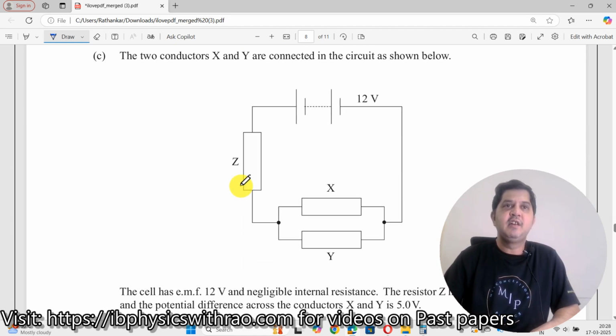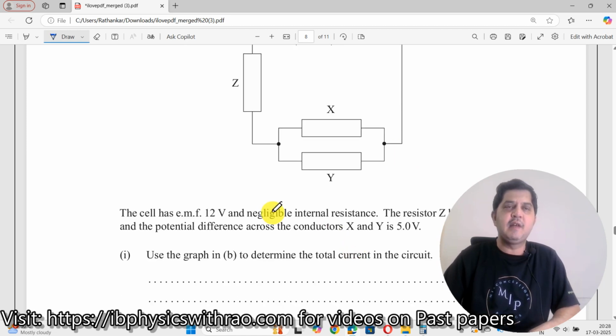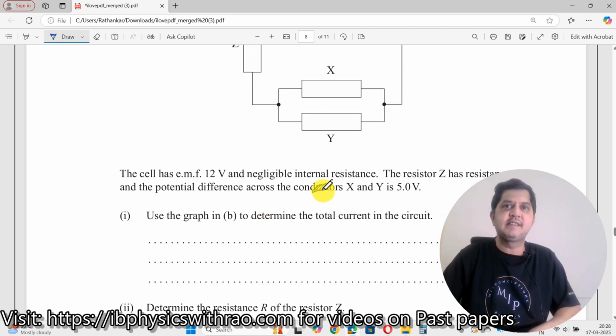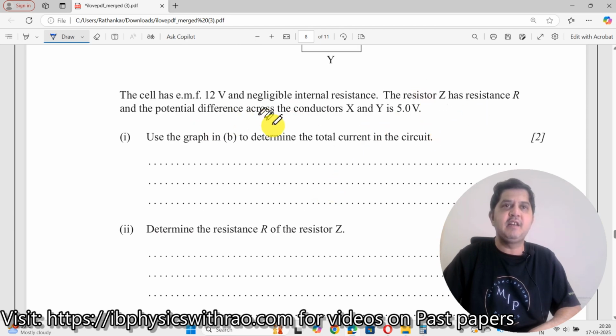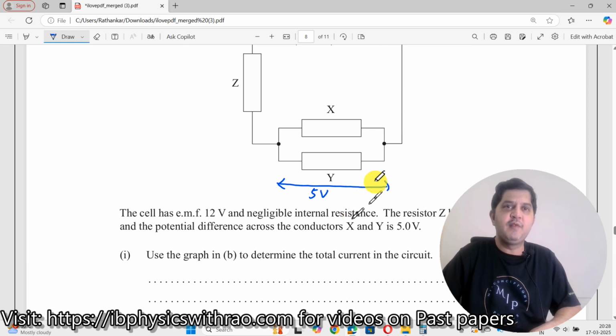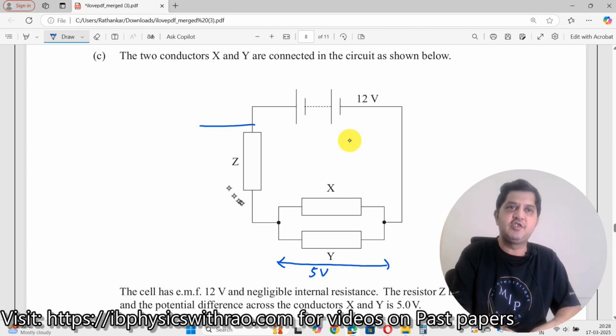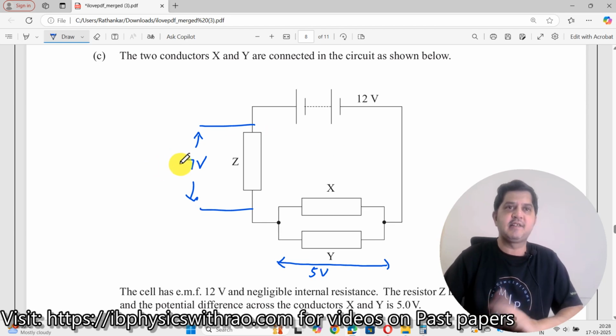Okay, next. Two conductors X and Y are connected in the circuit as shown below. The same graph that we have put over here. The cell has EMF 12 volt, a negligible internal resistance, the resistor Z has a resistance R, and the PD across the conductors X and Y is 5 volt. PD across this point is seen to be 5 volt. Now, when things like this is given, one thing that you should understand here is that if this is 5 volt, this should be 7 volt. Immediately you can make it out because these are all resistances, right? So this one fragment is given to you, the other fragment you can easily find out. He has not asked you, but let us see how to solve it.